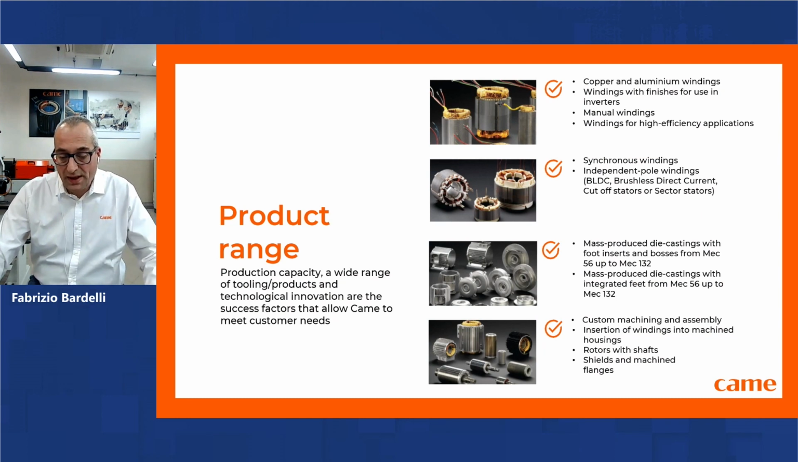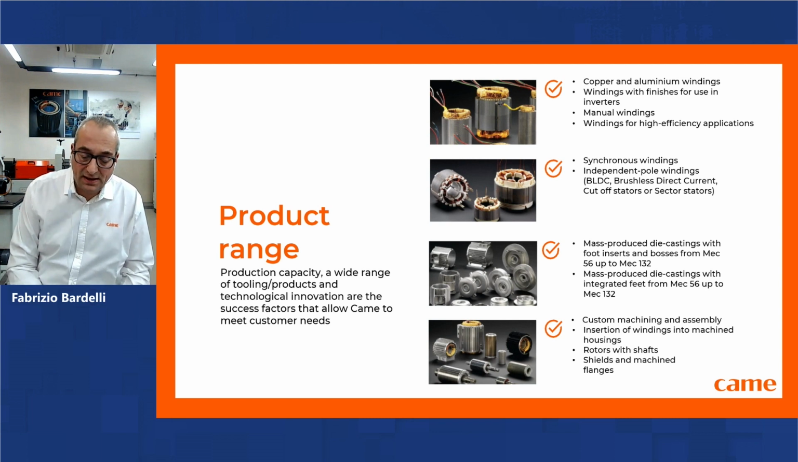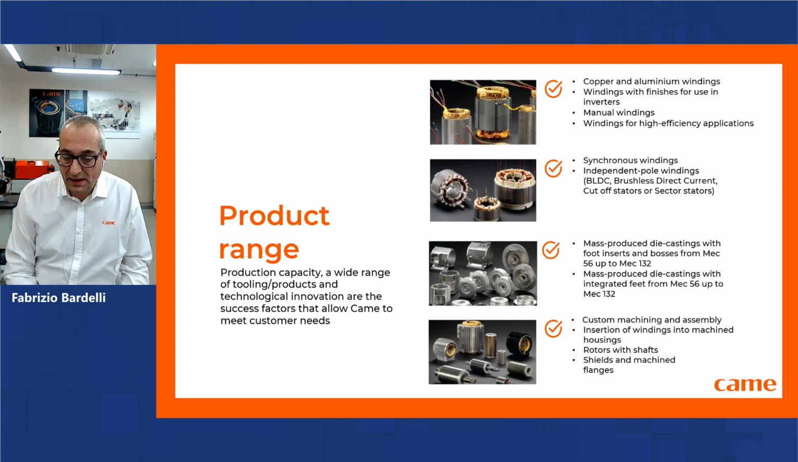Product range. We have basically two main divisions. One is the windings, and the second one is the aluminum die-casted products. About the windings, we have basically two production ranges, the distributed stators, with a picture on top of this sheet, and on the second picture, a concentrated stator.